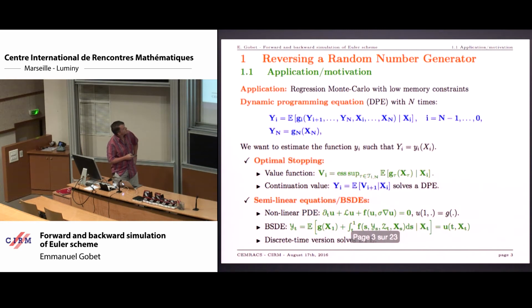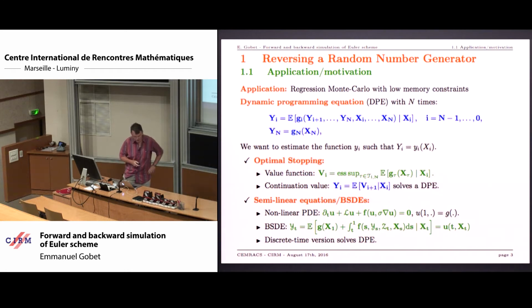So let's move to the first part, on how to revert and what is the use of reverting a random number generator. As explained in the introduction, I'm much involved in dynamic programming equations, typically solving them by regression Monte Carlo techniques. If you want to go to very high dimension, then you have to simulate many paths to ensure that the statistical error is small enough. And so you have to store all these paths in memory.